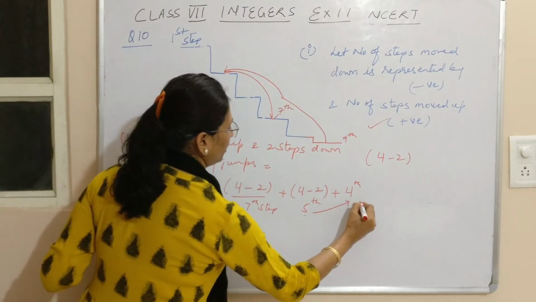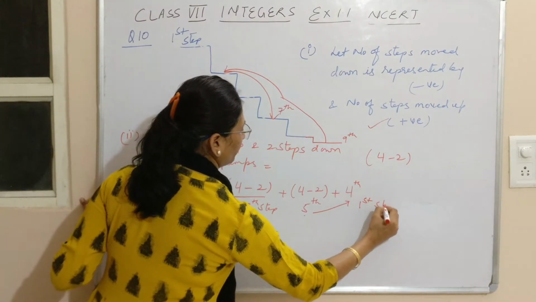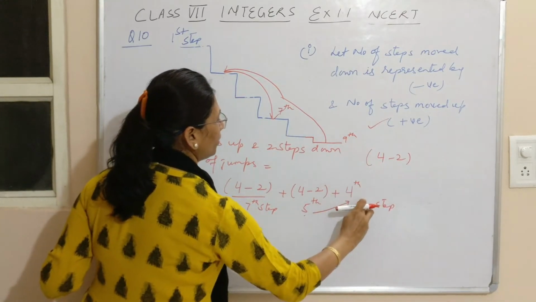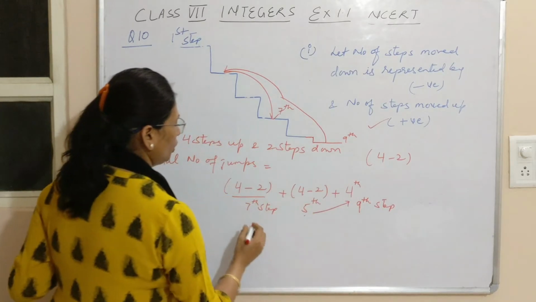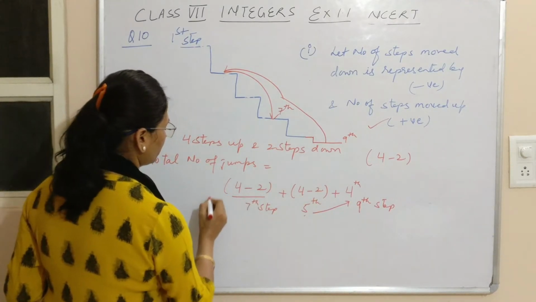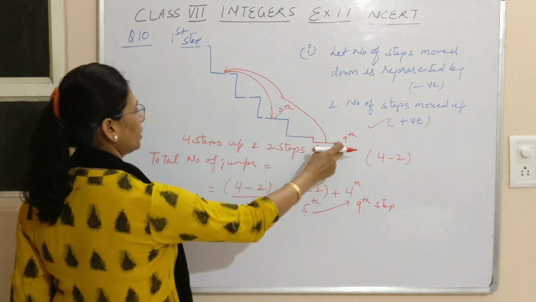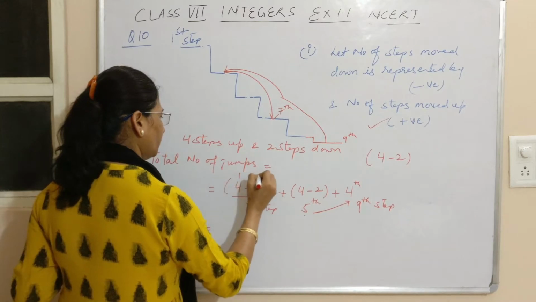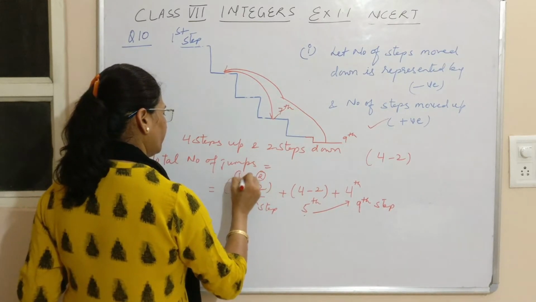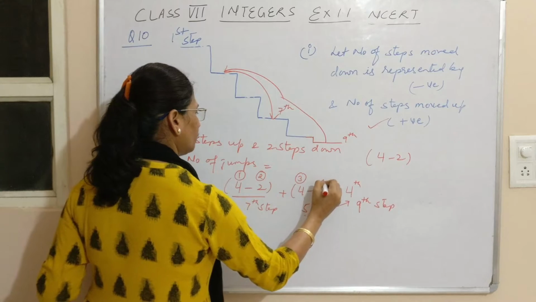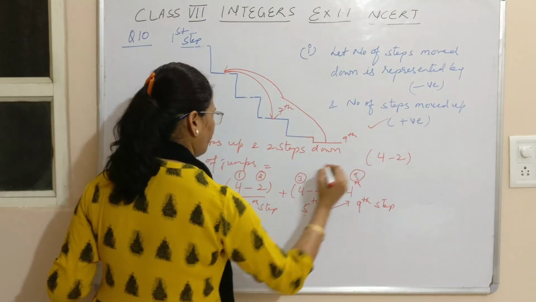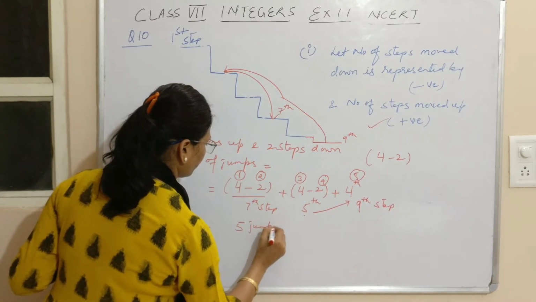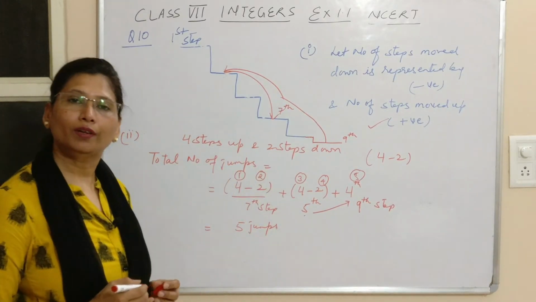If we take this as the first step, then that is going to be the 9th step. In how many jumps has he covered the steps from the 9th step to the first step? We'll count this: this is 1 jump, 2nd jump, 3rd jump, 4th jump, and 5th jump. So the total number of jumps is 5. We'll solve it this way.